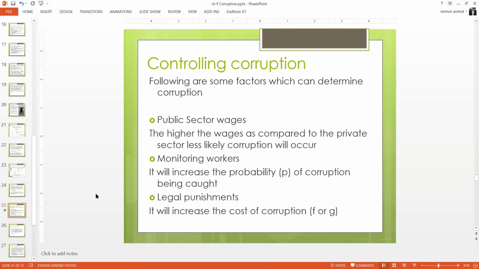So how can we control corruption? There are three major ways, or the following factors. First is public sector wages. If we give them higher wages as compared to the private sector, there will be no incentive to do corruption. They will say that they are already earning higher wages, so if they do corruption, they will be caught and they will have to lose these higher wages.